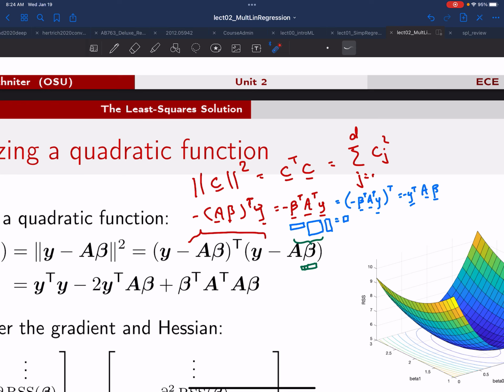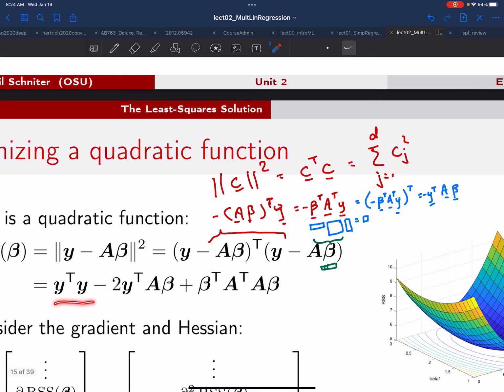Okay, any other questions on how we got this middle term? Okay, and then the very last one, we have this times this. And here, this is going to be beta transpose times A transpose, and then just times A beta. Okay, so this is a way of multiplying through.